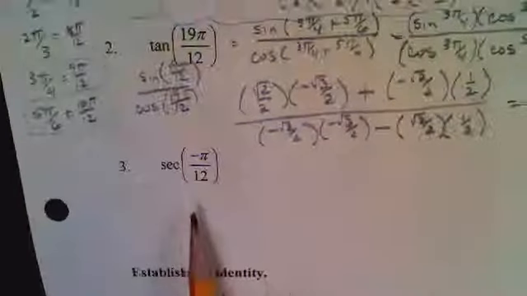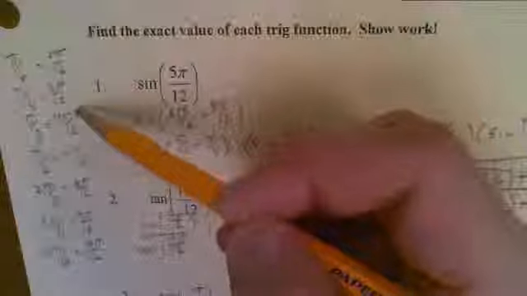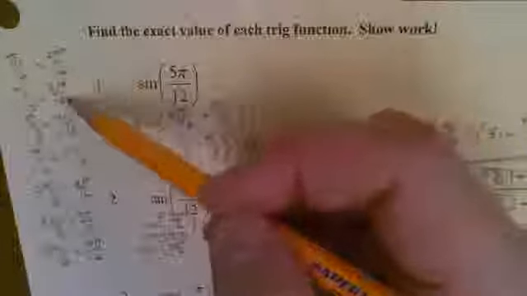And then real quick, we'll do this one, negative pi over 12. Well, to get negative pi over 12, a lot of different ways I can do it. I'm going to take 2 pi over 12 minus 3 pi over 12. That will give me negative 1 pi over 12. So I'm going to write that as the secant of 2 pi over 12 minus 3 pi over 12.